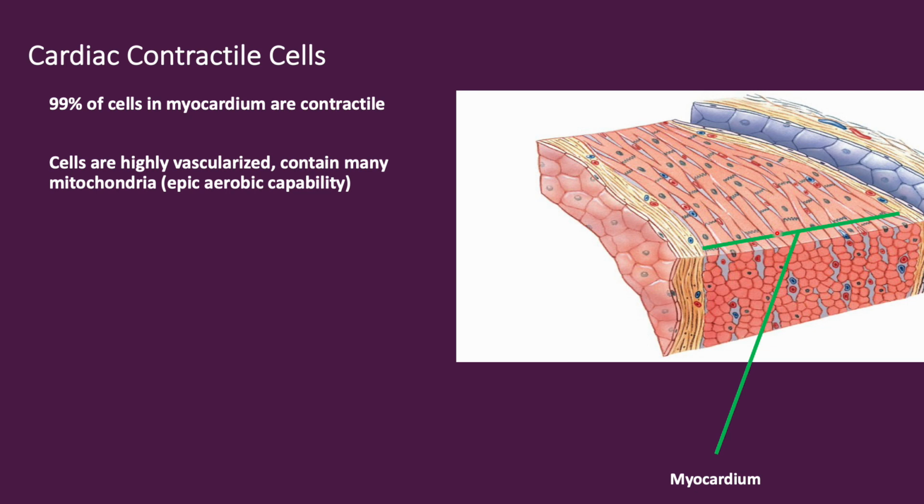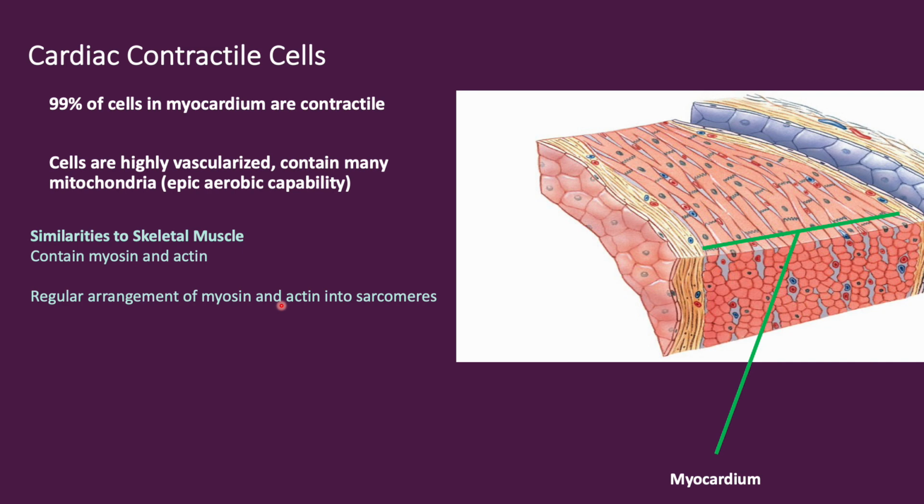Now these contractile cells in there, they're highly vascularized, so they have this nice red color. They need that vascularization to deliver oxygen adequately for this thing that is continuously beating, right? We talked about adequate perfusion. It's going to contain many mitochondria, which is going to allow it to have epic aerobic capability. So think back to last semester when we were talking about aerobic capability. We're talking about these cells that are going to be very fatigue resistant. They're kind of the ultimate slow oxidative fibers that are just going to continue to keep beating with an adequate supply of oxygen.